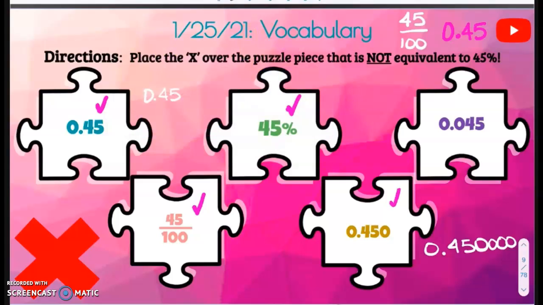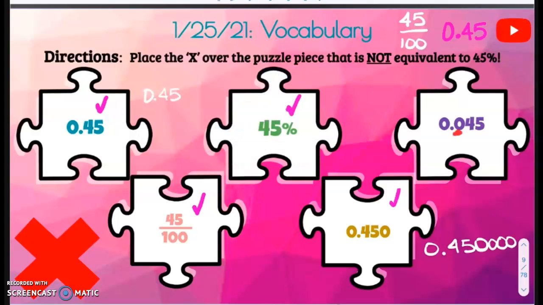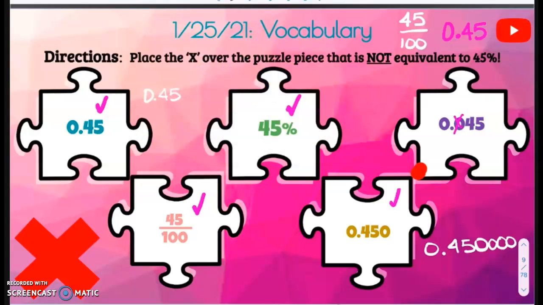I mean, yes, by process of elimination, we can take a look at this one and guess that it is not correct. It's not equivalent. But if we take a look here, we have a 0 in between. So we have just 45 thousandths. So this is actually 45 thousandths. So that is not 45 hundredths. That 0 cannot go there. We can't have that. That changes the whole value. So unfortunately, we are going to have to X this one.